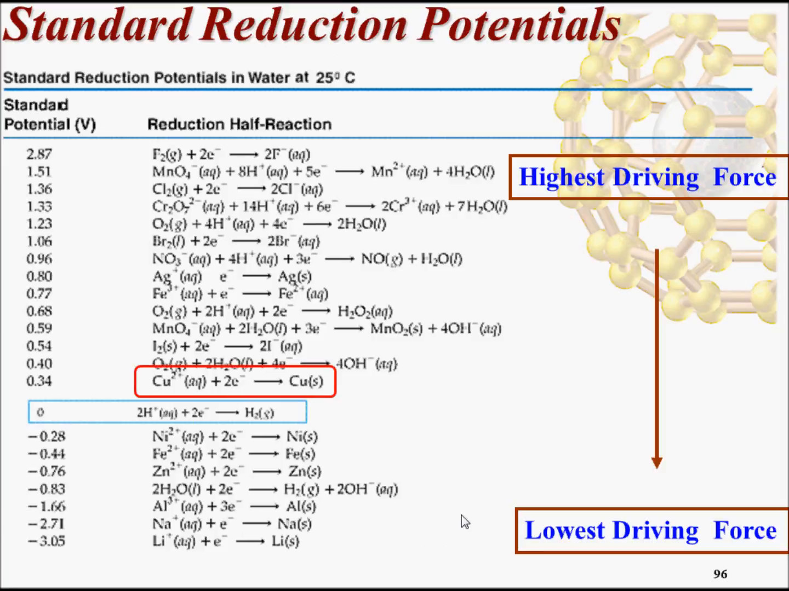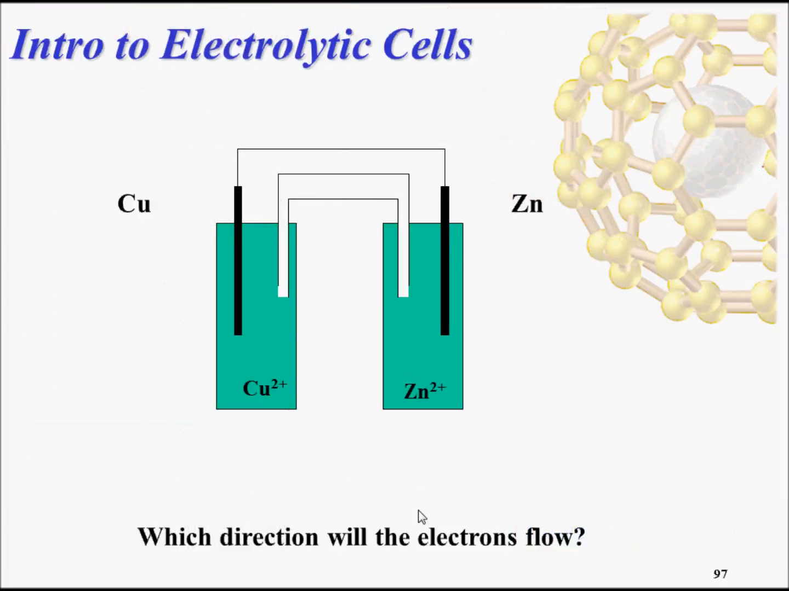So one of the possible examples is that copper could be reduced. The other is that the zinc could be reduced. Looking at these standard reduction tables, we would see that copper has the more positive value, and therefore it has the highest driving force to be reduced. So on our copper side, we're going to see reduction happening.